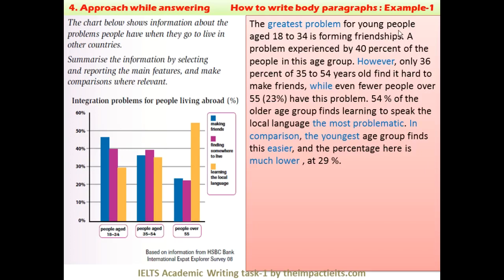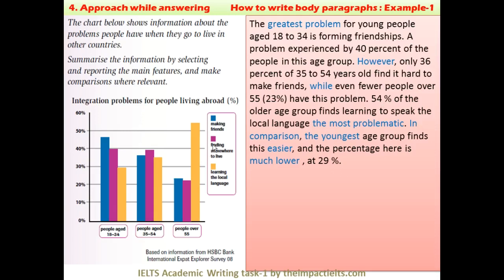The greatest problem for young people aged 18 to 34 is forming friendships, right? So he talked about one particular age group, and then the greatest problem. Let's talk about this. Now it will compare it. A problem experienced by 40% of the people in this age group, right? So figures are also important. That doesn't mean that you need to include each and every figure, but perhaps the highest, the lowest, or if other important figures are there, they need to be included, so as it is included.